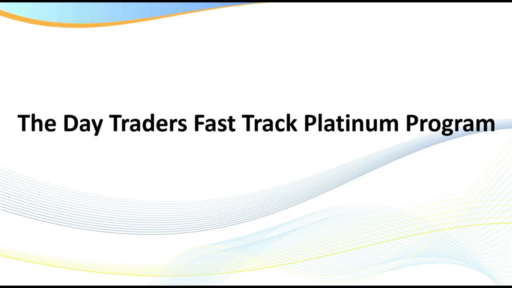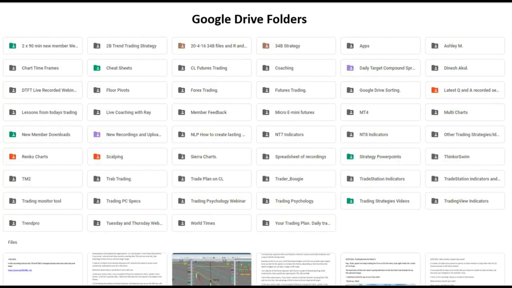Then we get to the Day Traders Fast Track program. If you don't want to attend my coaching, which you will, and you'll see why in a moment, there's my Platinum program, which you can go to my website and buy for $197. There are dozens of folders on my Google Drive, and you can access every one of those. In them, I've got indicators for Thinkorswim and TradeStation. There's stuff there from members, folders on scalping, cheat sheets, and literally dozens of handouts. There's hundreds, actually. It's not dozens, there's hundreds.